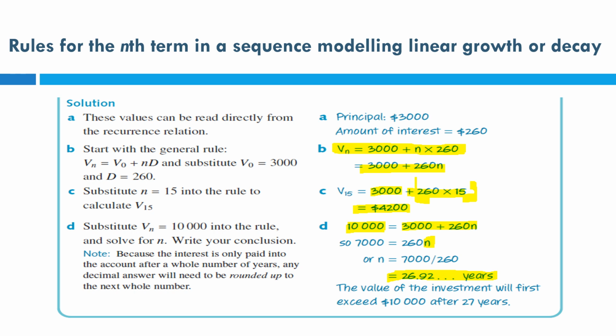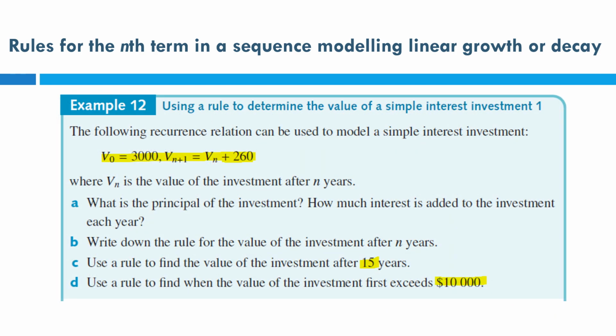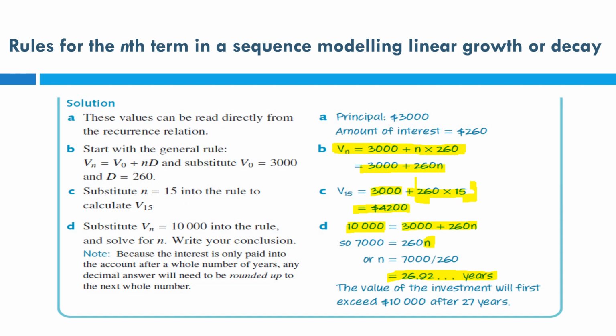So guys, don't forget, they said use a rule to find the value of the investment when it first exceeds 10,000. They've asked you in a sentence, what do you have to do? Reply with a full sentence like that. So the value of the investment will first exceed 10,000 after 27 years. If you don't write that out in your SAC especially, you will lose marks. You have to answer with that.